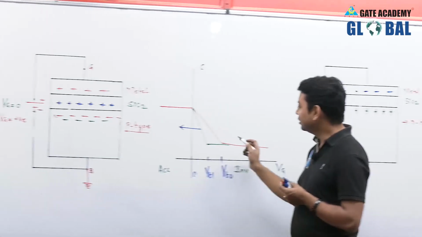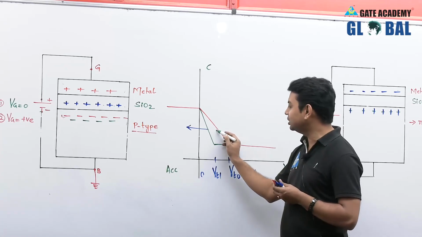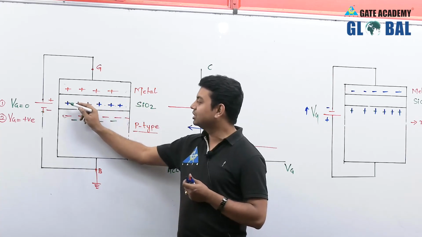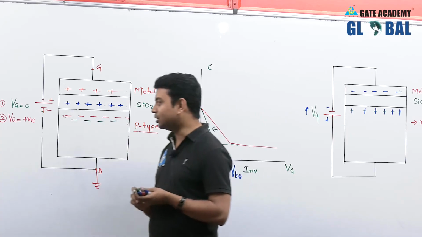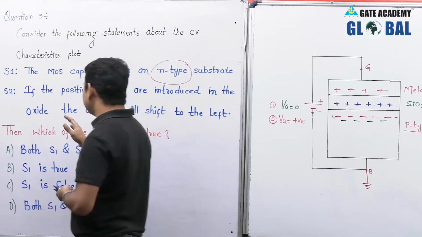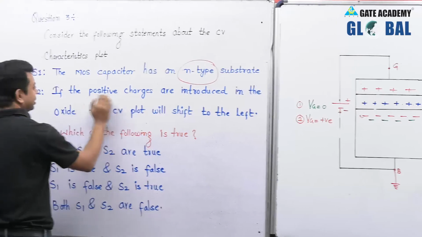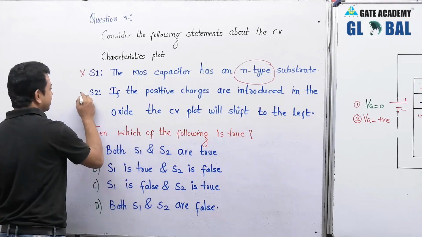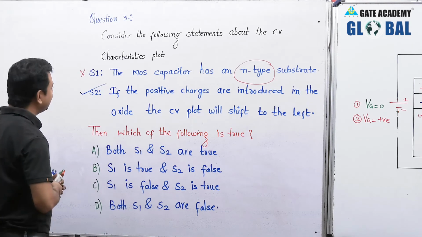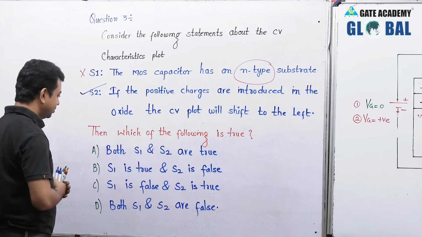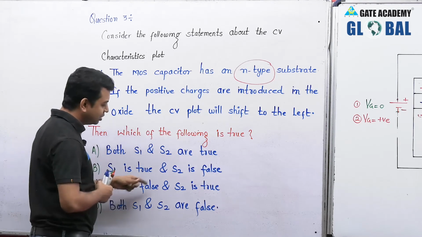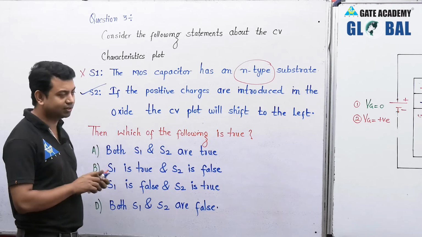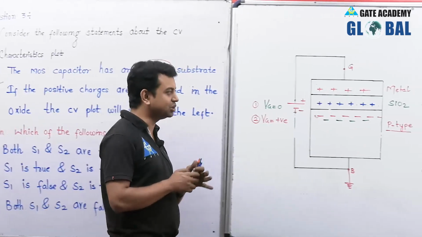That means we can say the characteristic is shifted to the left. See, this is the left shift when we have an initial amount of positive charges in the silicon dioxide layer. If you read the statement, if positive charges are introduced in the oxide, the CV plot will shift to the left. This is the correct statement. Among these two statements, S1 is false and S2 is true. So we write S1 is false and S2 is true. That means option C is the correct option for this question. I think you have understood what I want to say here.